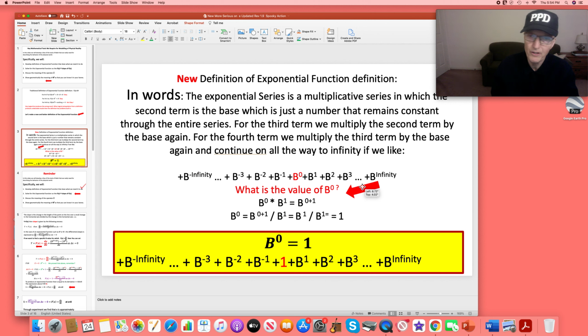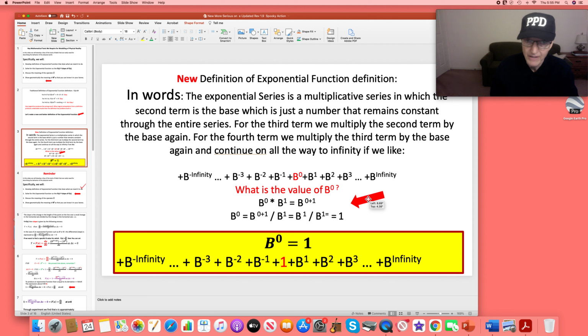All right. So here we're going to derive what the value for b to the 0 is from our new definition of the exponential function. So I ask the question, what is the value of b to the 0? Okay, so let's think about this. In the exponential series, when you multiply two terms, the exponents add, okay? So b to the 0 times b to the 1 is equal to b to the 0 plus 1. Here I'm adding the exponents, all right?